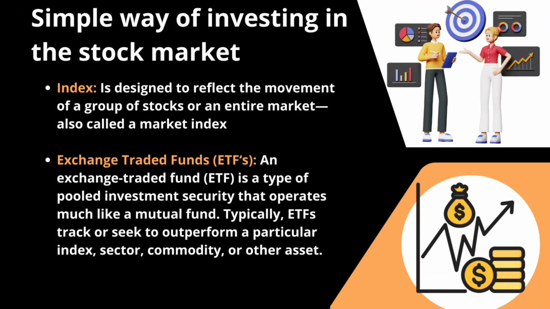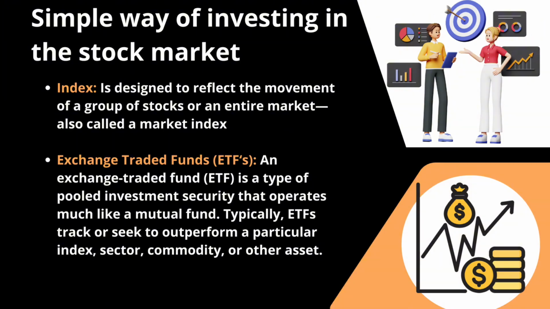So as opposed to just buying one company, when you purchase an index, you're now buying little portions of multiple companies. In order to invest in an index, you have to purchase or invest in an exchange traded fund, aka ETFs. An ETF is a type of pooled investment security that operates much like a mutual fund. Typically, ETFs track or seek to outperform a particular index, sector, commodity, or other asset.